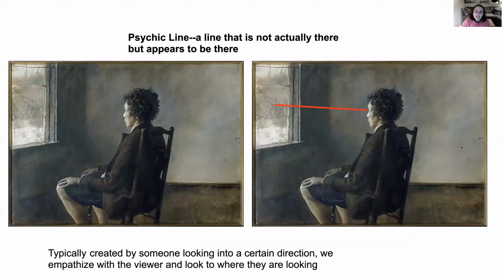A couple other lines, the psychic line, it's a line that's not actually there but appears to be there, often created through the eyes, or I'm sorry, the gaze. So where the eye is looking. So if you looked at just this image without my red line there, you would naturally take your eye to that window because the woman is looking there. And this doesn't have to be created by a person looking. This could happen in other ways.